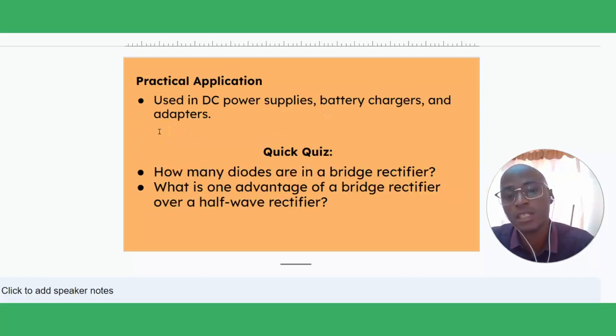It is used in DC power supplies. A power supply is that electronic circuit that converts AC signal to DC signal. It's used in battery chargers and adapters.